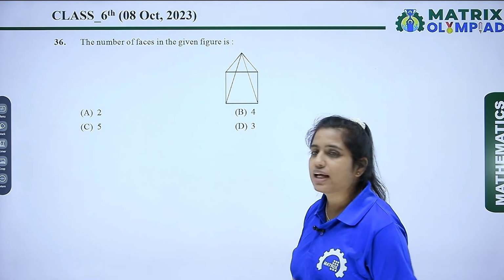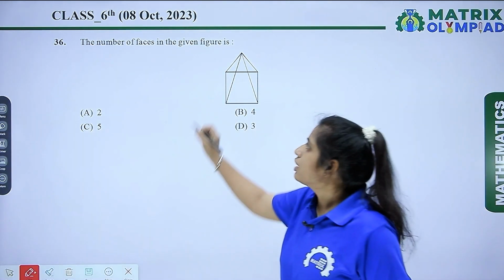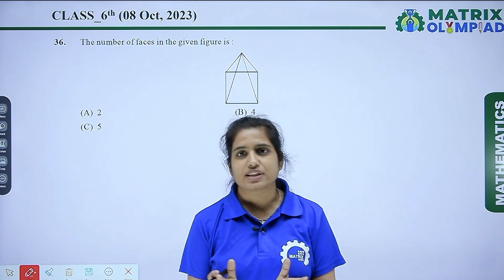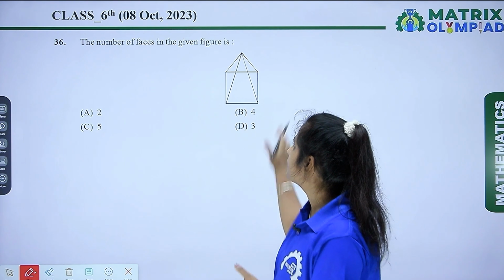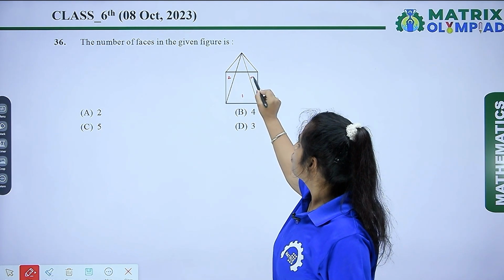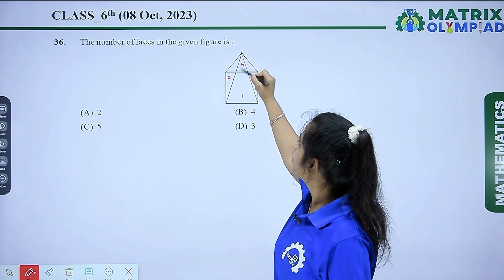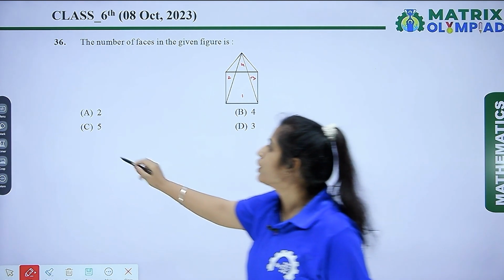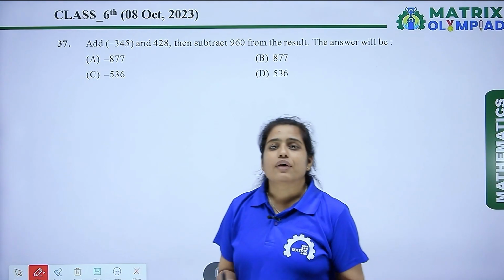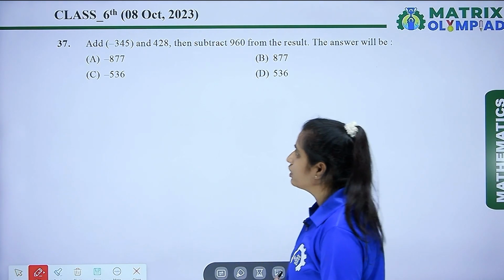Now the next one is question number 36. In question number 36, the number of faces in the given figure is, we have to find out the number of faces. अब find out करेंगे number of faces इस figure के अंदर. So here 1, 2, 3, 4 and the back one is 5. So here option C is the correct answer. Now let's start question number 37.